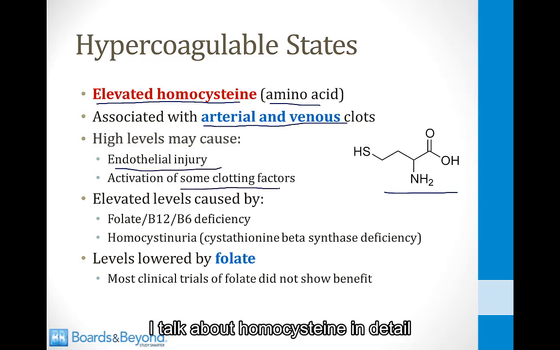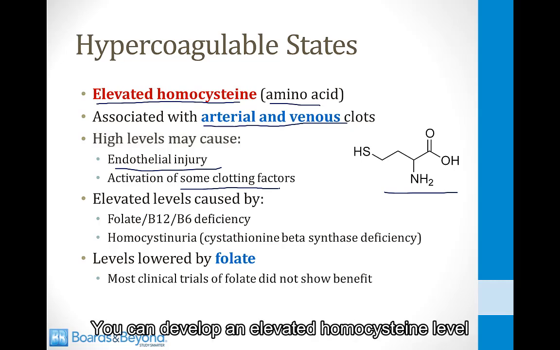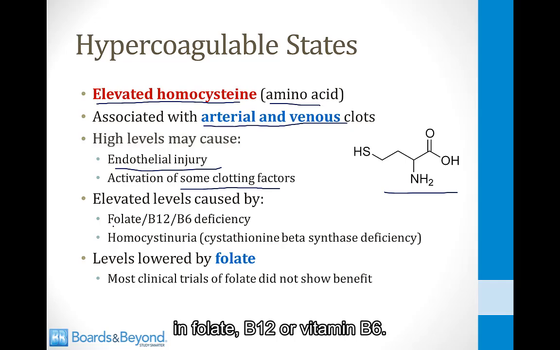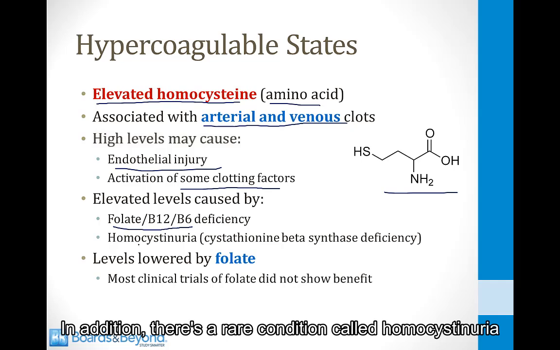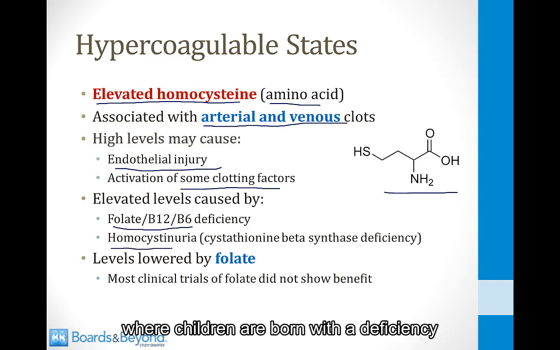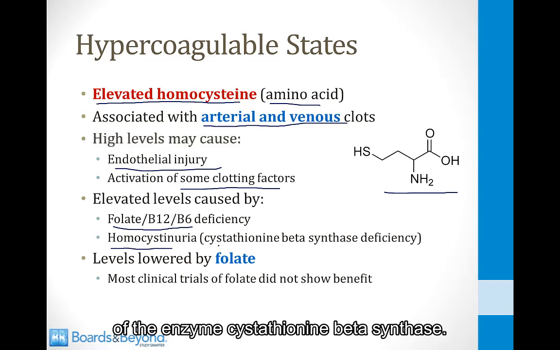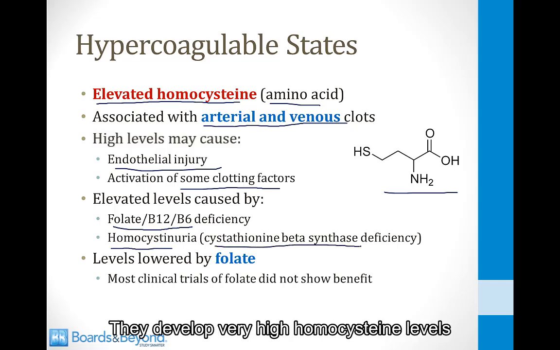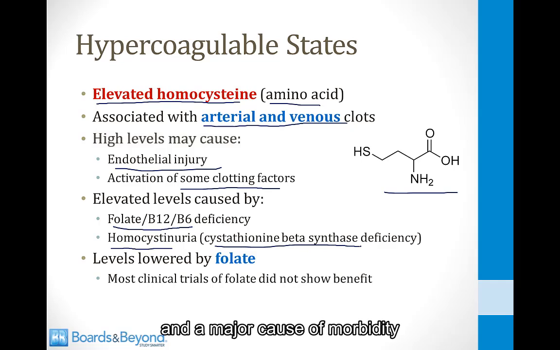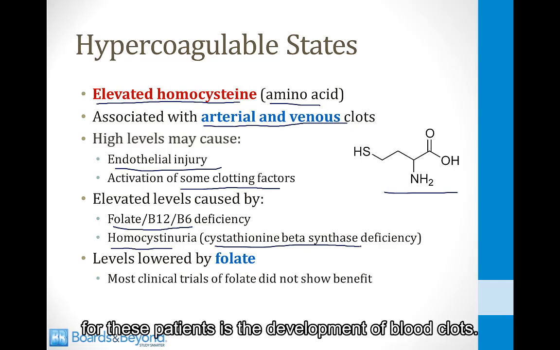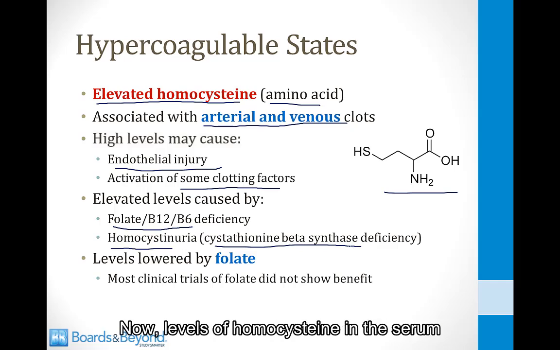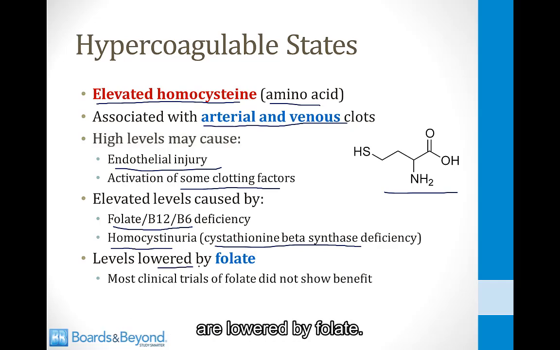I talk about homocysteine in detail in the biochemistry modules, but I'll just review some highlights here. You can develop an elevated homocysteine level in the plasma if you are deficient in folate, B12, or vitamin B6. In addition, there's a rare condition called homocystinuria where children are born with a deficiency of the enzyme cystathionine beta synthase. They develop very high homocysteine levels, and a major cause of morbidity for these patients is the development of blood clots. Now, levels of homocysteine in the serum are lowered by folate.